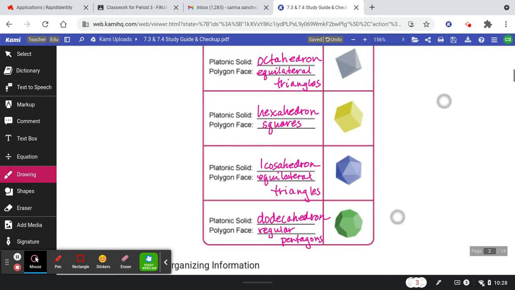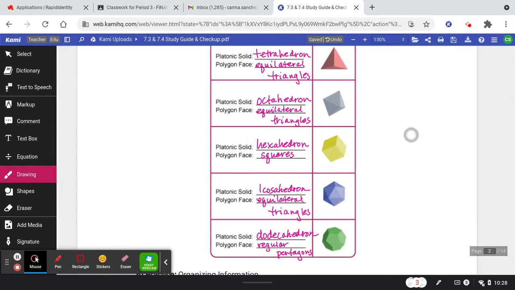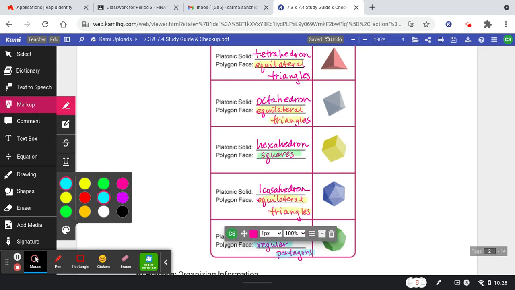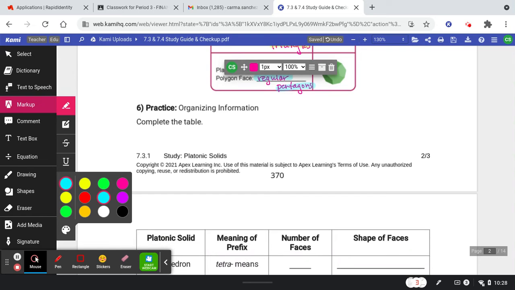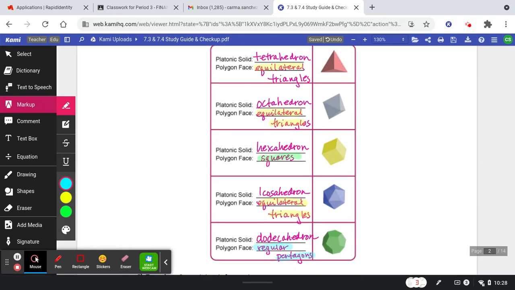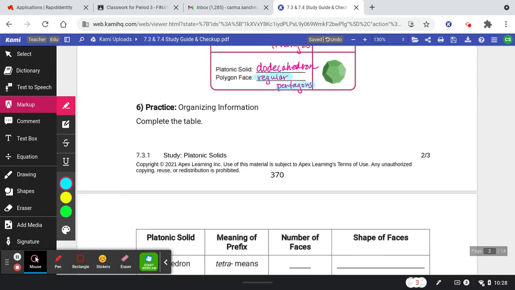So of all of these, just take note that these ones are all made up of equilateral triangles. And then there's one that's made up of squares, and there's one made up of a regular pentagon. So what's the difference between those equilateral triangle ones? It is the number of faces. So if you want to pause it there to see all 5, so you can finish writing those.